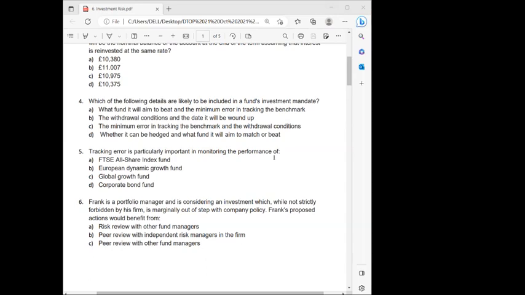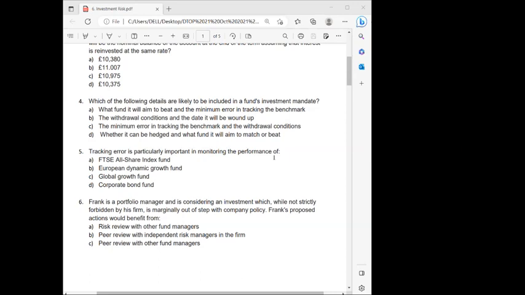Which of the following details are likely to be included in a fund's investment mandate? Yes, investment mandate. What fund will aim to beat and minimum error in tracking the benchmark? The withdrawal conditions and the date it will be wound up. The minimum error in tracking the benchmark and the withdrawal conditions, whether it can be hedged, and what fund it will aim to match or beat.